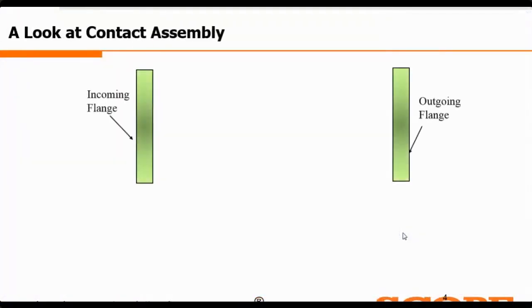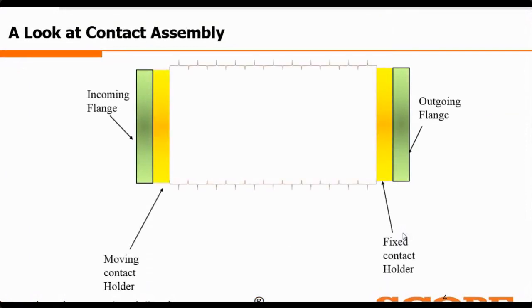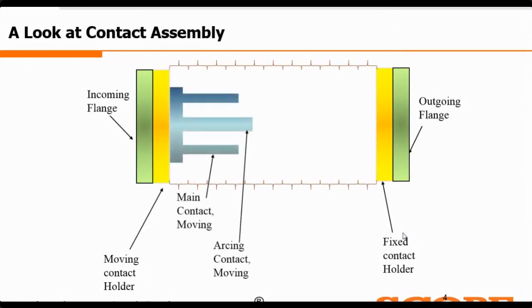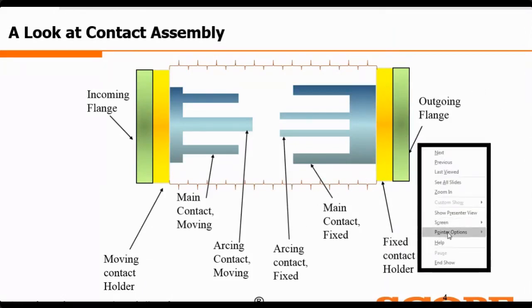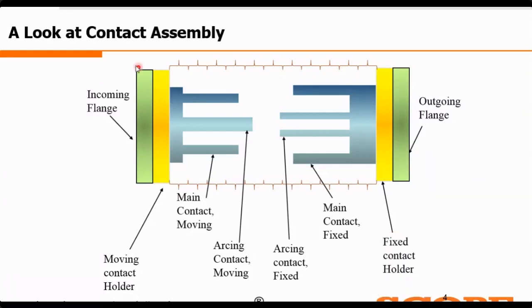So as I have said, we will briefly look at the contact assembly. I have already explained this while presenting the DCRM concept. In the DCRM concept it was different. It was mainly related to the arcing contacts, but here we will only talk about the main contacts. Let me first have my pointer here. Yeah, so this is the incoming flange and this is the outgoing flange.